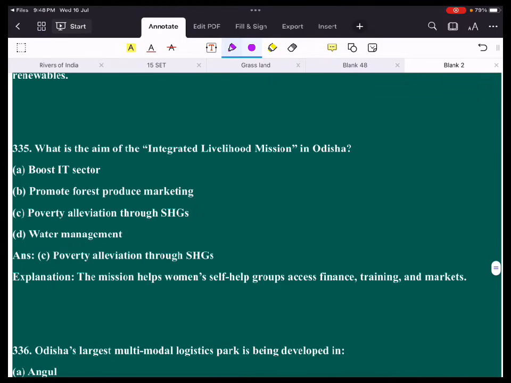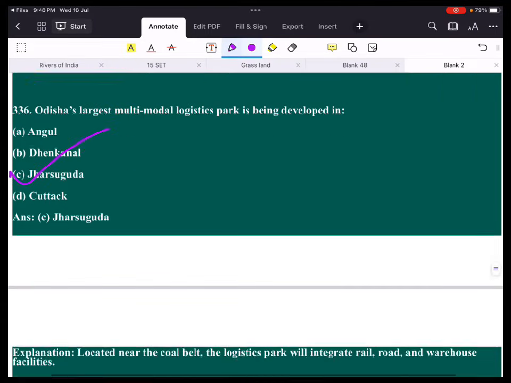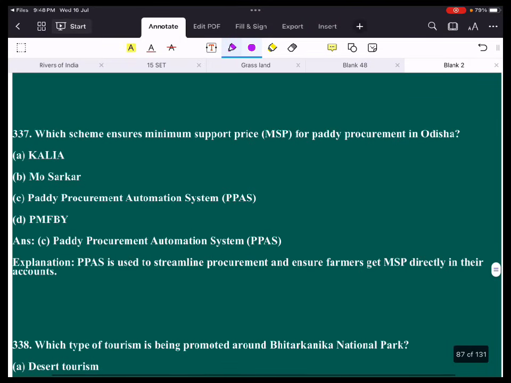What is the aim of the integrated livelihood mission in Odisha? That is option C, poverty alleviation through SHGs. Odisha's largest multimodal logistics park is being developed in Jharsuguda, option C. Which scheme ensures minimum support price for paddy procurement in Odisha? That is option C, paddy procurement automation system.